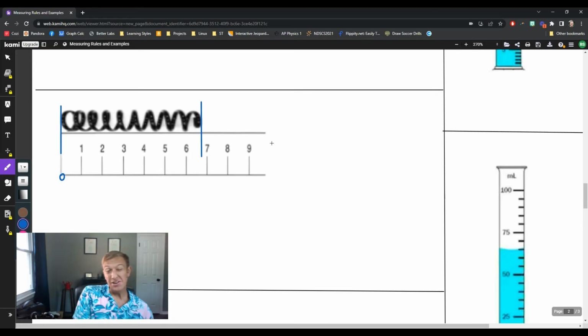So looking here, I know very little. This ruler doesn't tell me a whole lot of information. It tells me 1, 2, 3, 4, 5, 6, 7. It tells me my ones place. So I know for sure this ruler is at least 6.